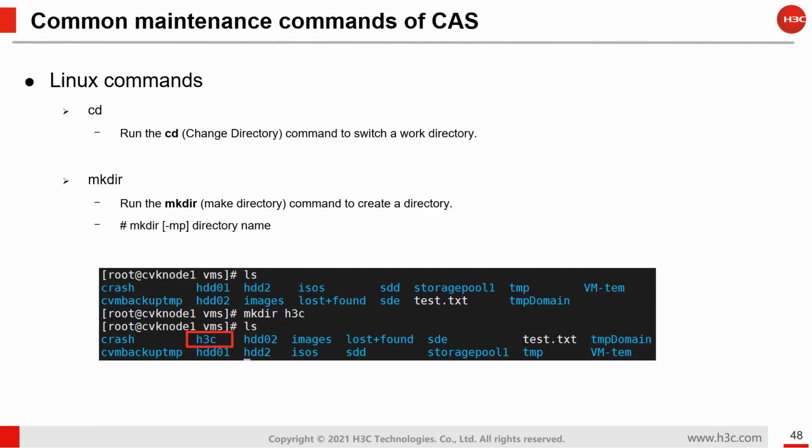cd. Run the cd command to switch the work directory. cd means change directory. mkdir. Run the mkdir command to create a new directory. mkdir means make directory. We can run mkdir -m or -p and a directory name to create a new directory.